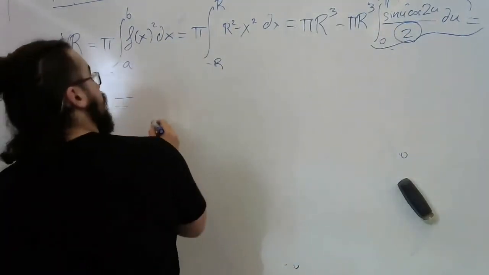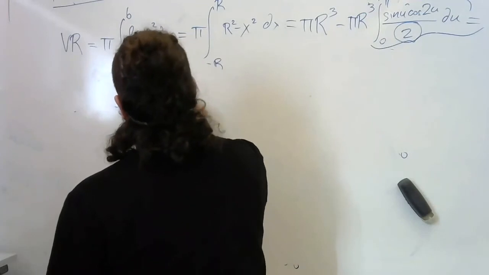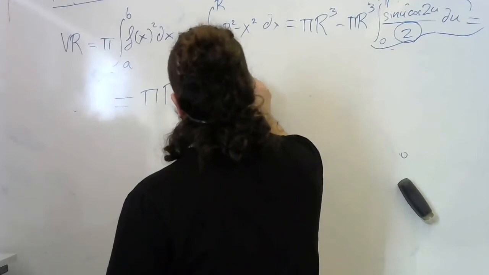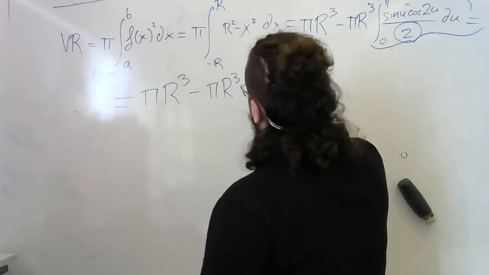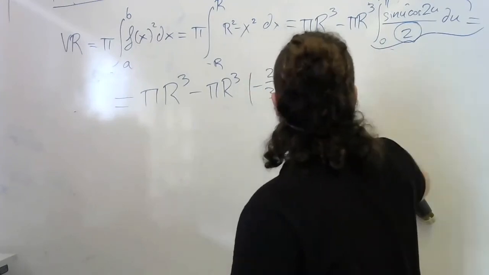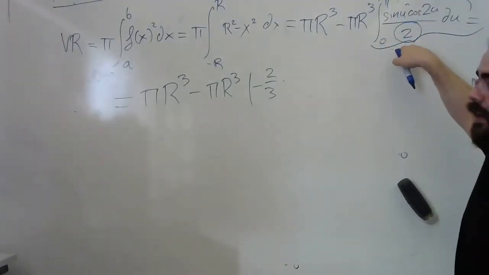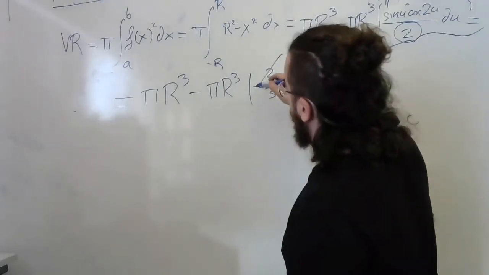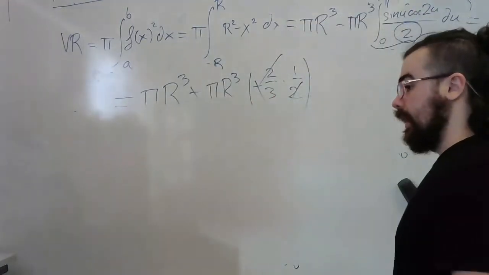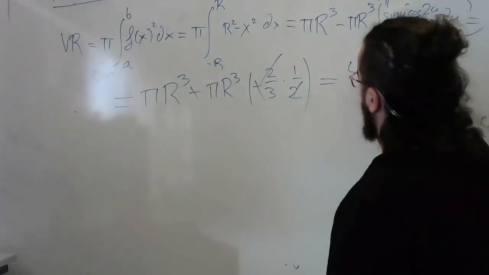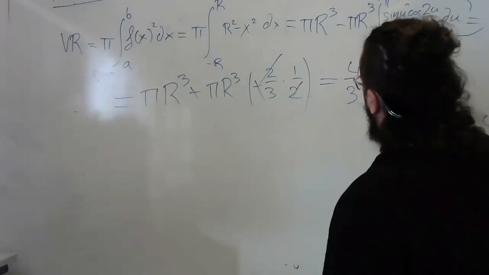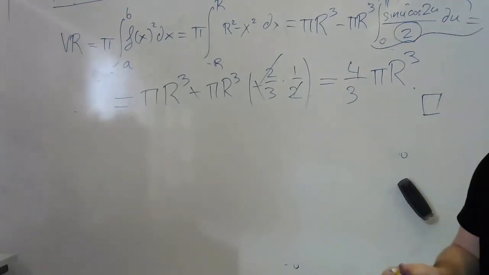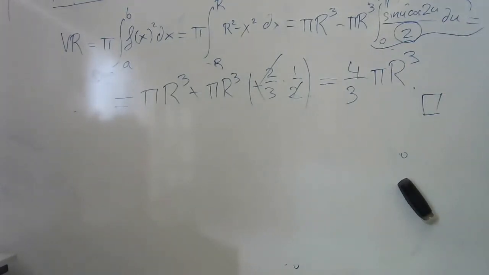And this full integral is pi r^3 minus pi r^3 times minus 2/3 times this 1/2 here. The 2 cancels with the 2, the minus cancels with the minus. You sum everything up. Boom.